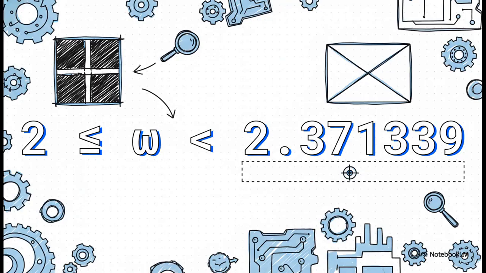So this is where we stand today. We know omega has to be at least 2 because you have to look at all the numbers, and we know it's less than the current record of 2.371339. The true answer, that fundamental constant, is trapped in this tiny, tiny sliver of a gap, and it's one of the biggest prizes in modern mathematics.